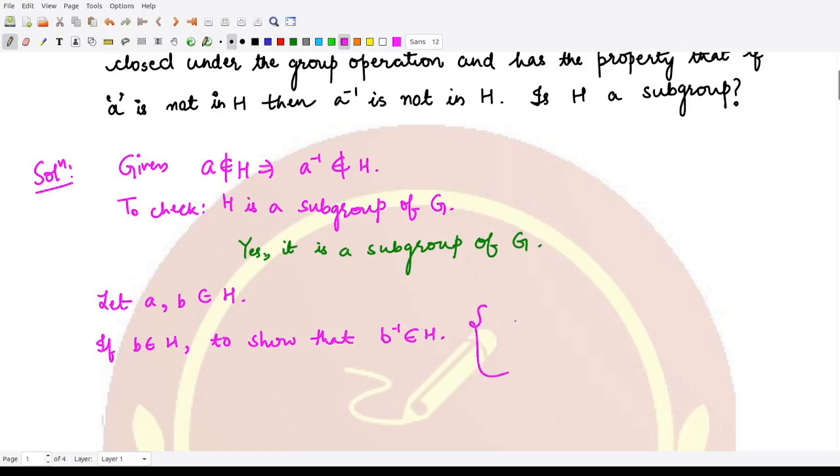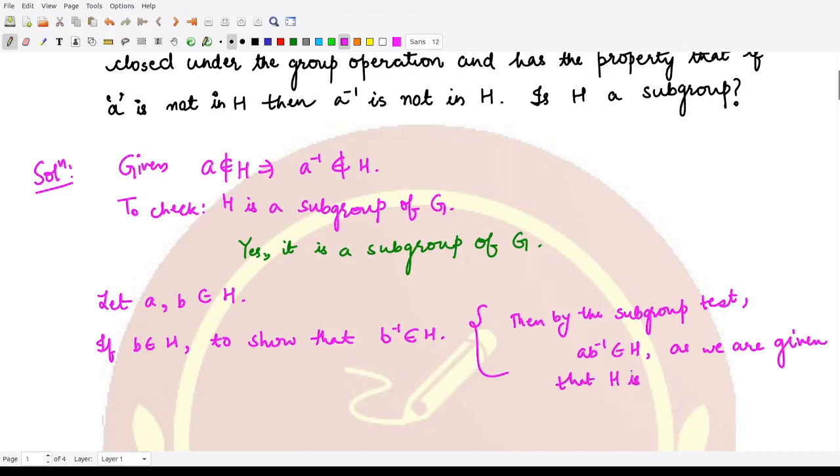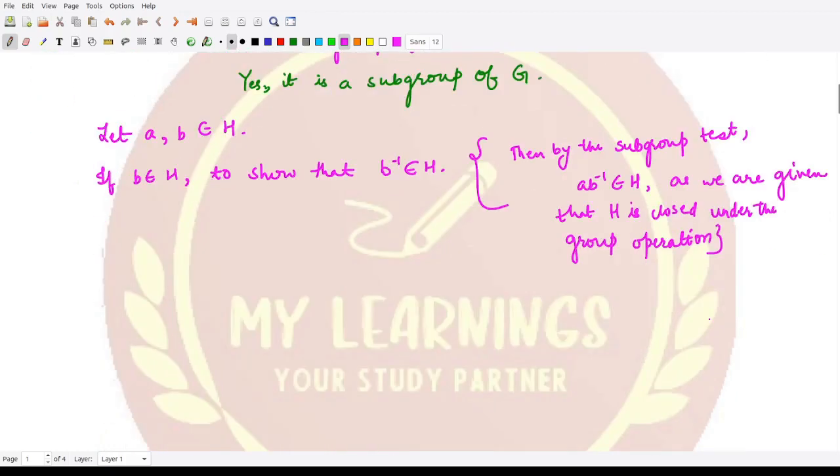So why is this so? Because then by the subgroup test, as I've told you, A B inverse would belong to H, because we are given that H is closed under the group operation. This thing is given to us. If A is present in H and B inverse is present in H, then the composition is also present in H.